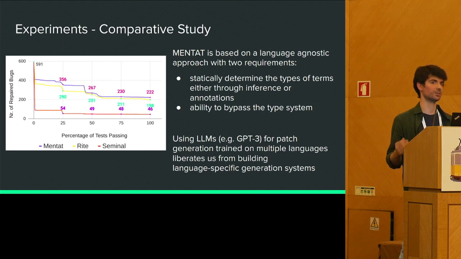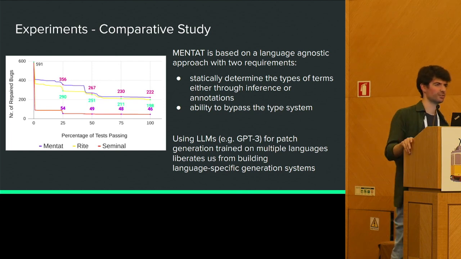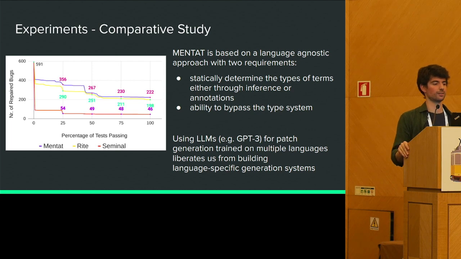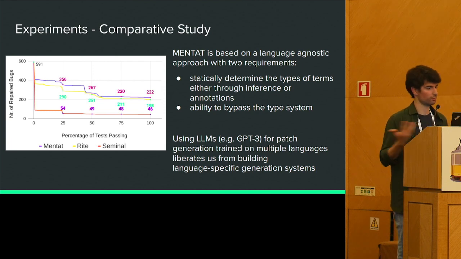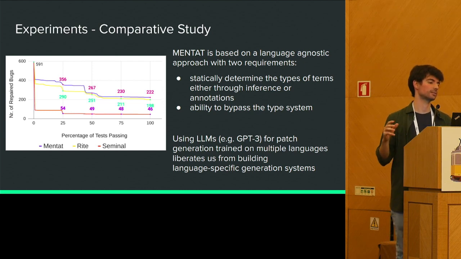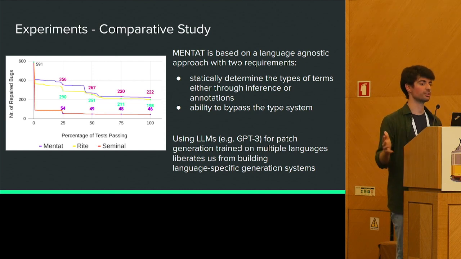So all that long and weird stuff about using a magic function and typecasting, which would be the equivalent to Haskell with the undefined, it's just the ability to bypass the type system. And moreover, using large language models, in this work we happen to use GPT-3 for patch generation, trained on multiple languages, liberates us from building language-specific generation systems.